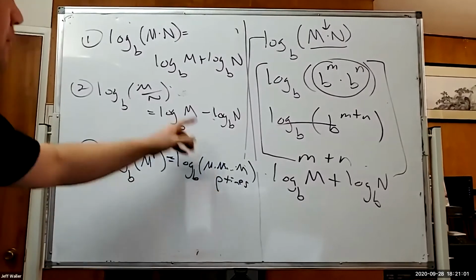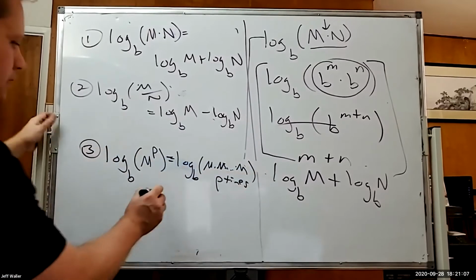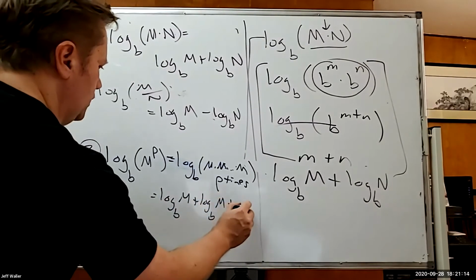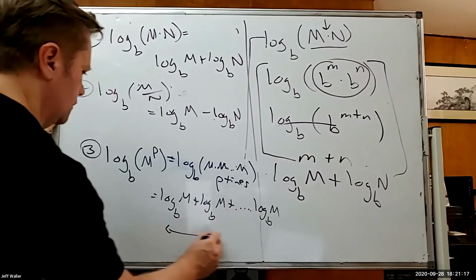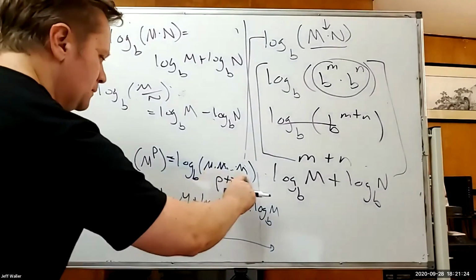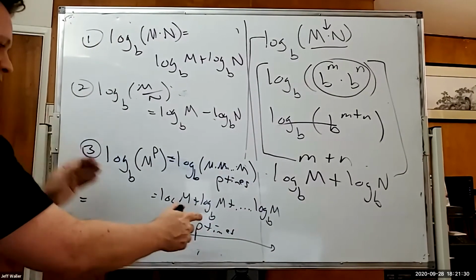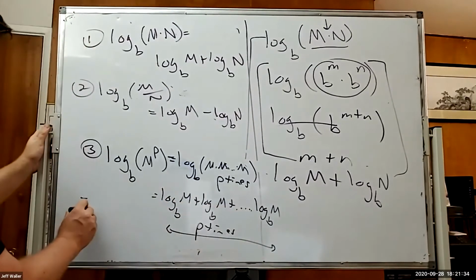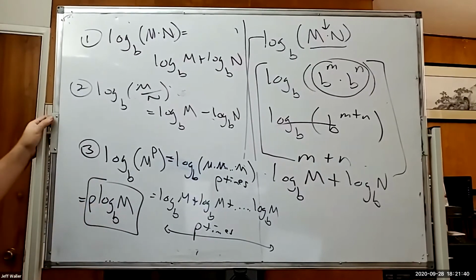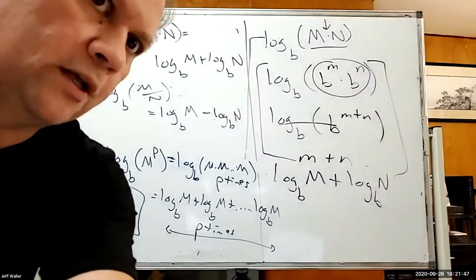And then of course I can use this property over and over again. I've got a bunch of products. So this would be log base b of m plus log base b of m plus how many times? P times. I can have p m's that I can break out. So what does that become then? If I have p of these, I can just write it like this, p of these. So this is actually one of the most important rules. We're going to see in just a minute.